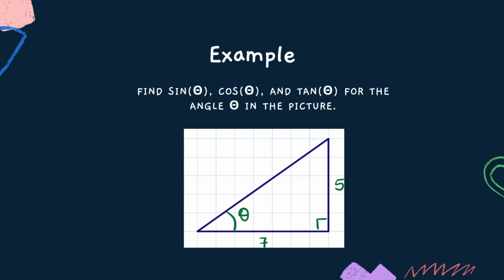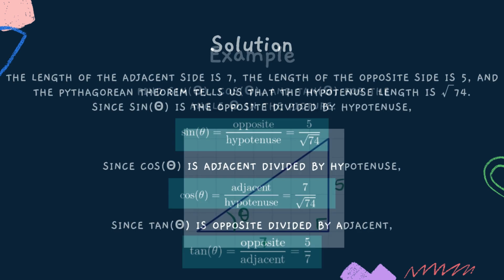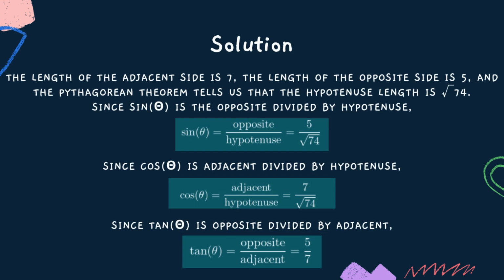Now that we know about the trigonometric ratios and its formula, let's find the values of sine theta, cosine theta, and tan theta for the diagram here. Pause and attempt it, and come back once you have your answers. Welcome back. Here's the solution. The length of the adjacent side is 7, and the length of the opposite side is 5. So, using the Pythagorean theorem, we can find out that the hypotenuse is the square root of 74.